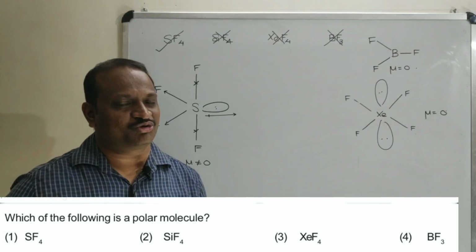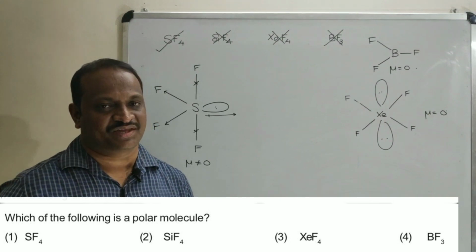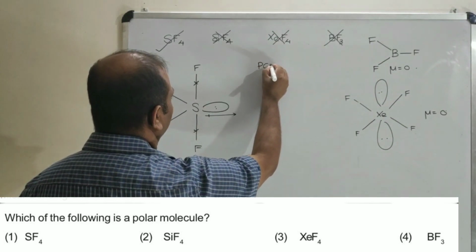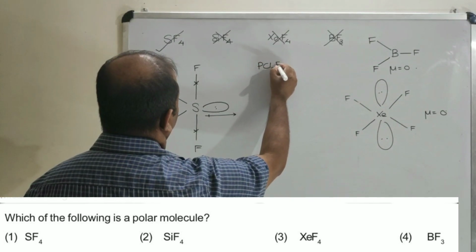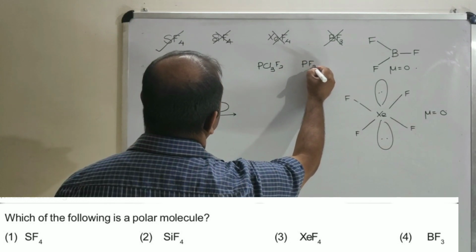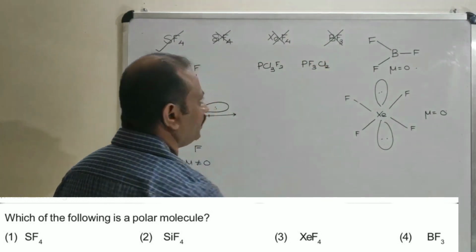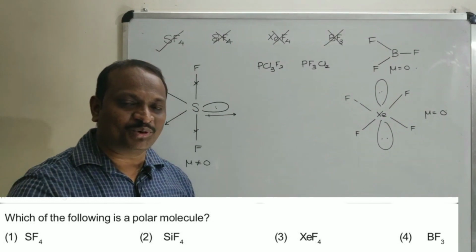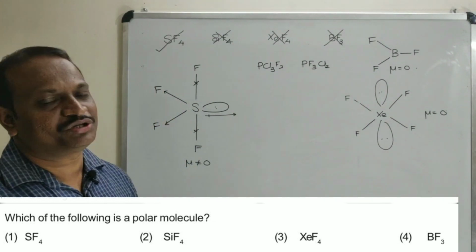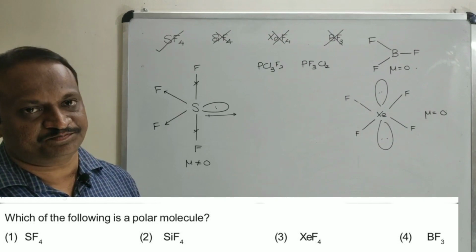But here I would like to discuss two more compounds. I am just writing one compound, PCl3F2, and the next compound, PF3Cl2. Out of these two compounds, which is polar and which is not polar? So let me draw the shape of PCl3F2.